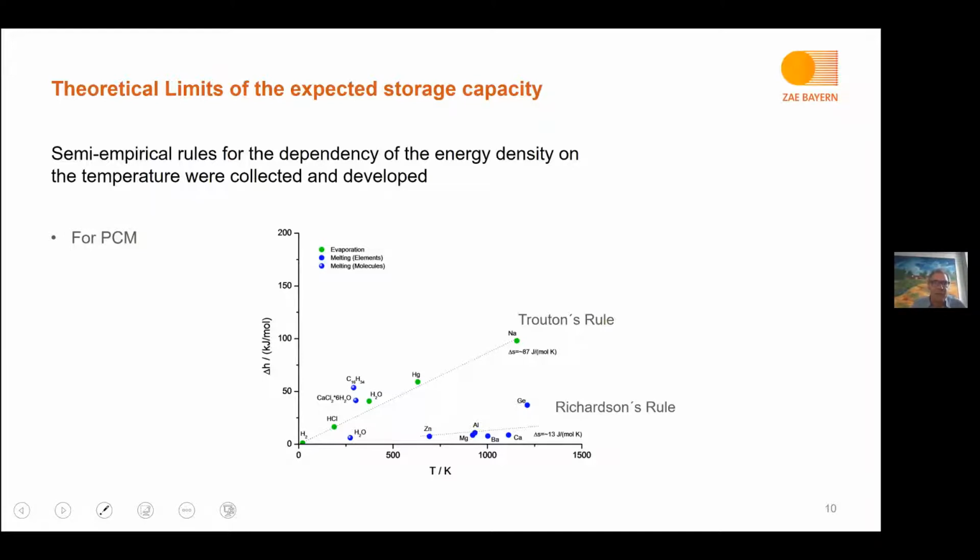As you can see here in the diagram, where we have the enthalpy and the temperature, there are two rules: the Trouton rule and the Richardson rule. The Trouton rule is concerning evaporation, which is nice for phase change because there are higher energies involved, but it's hard to handle from an engineering point of view. The Richardson rule is about melting, so that's interesting for us.